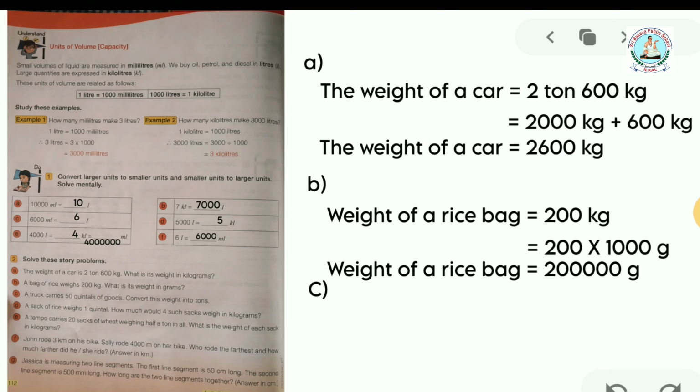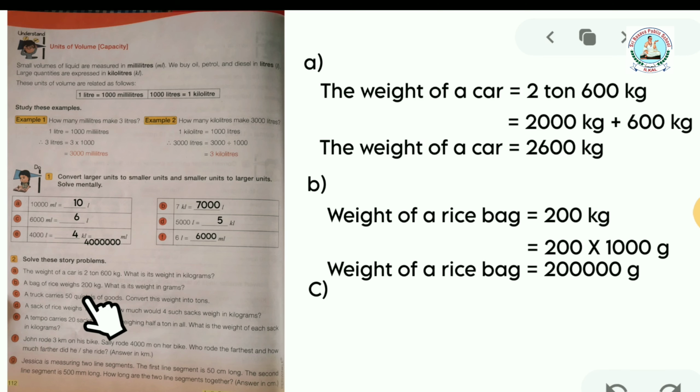Let's move on to the next question. A truck carries 50 quintals of goods. Goods is nothing but it may be any product, right? So what is the capacity of the truck here? It can carry 50 quintals of goods. So we have to convert this 50 quintals, the weight of goods, into tons.